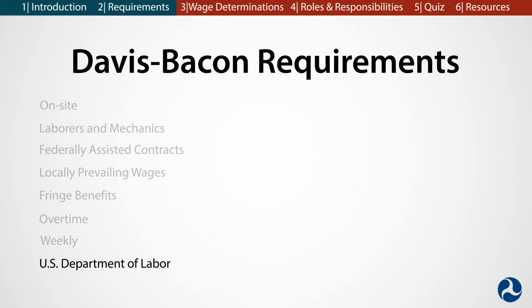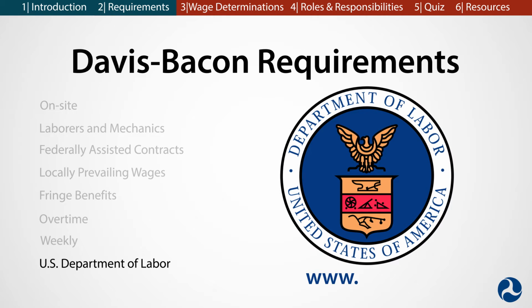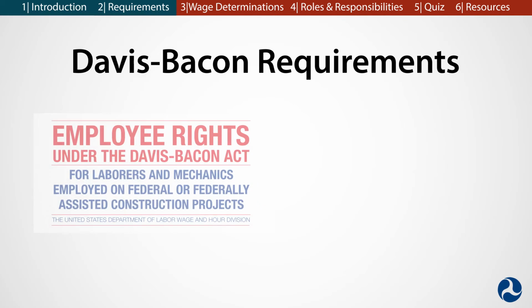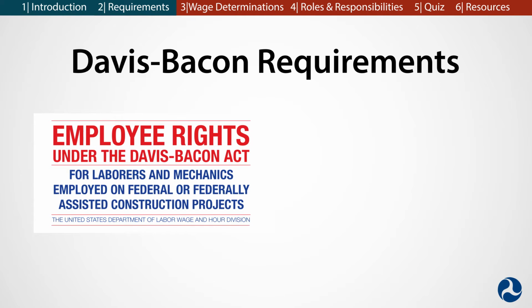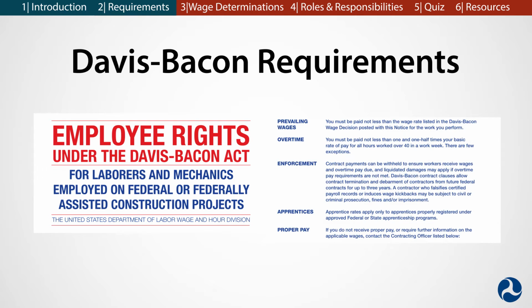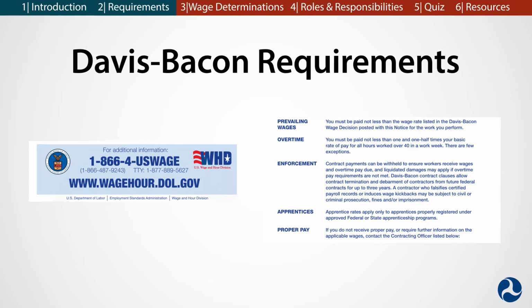U.S. Department of Labor. The U.S. Department of Labor is responsible for DBA regulations and investigates DBA compliance issues. It also develops the wage determinations for each locality. Also, to ensure that laborers and mechanics are aware of the DBA and how it affects them, the requirements of the Davis-Bacon Act must be posted at the job site. This is often done by placing a poster where workers collect their pay.